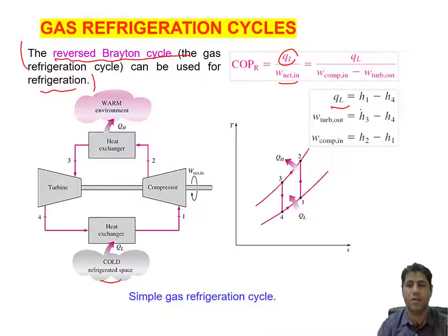And QL here simply is equal to H1 minus H4. Here it is actually a small q, because we do not include the mass flow. QL is equal to H1 minus H4. W turbine out is H3 minus H4 in this process, and W compressor in, or the power input for the compressor, is H2 minus H1. By substituting these enthalpies into the COP, we can calculate the COP as well.